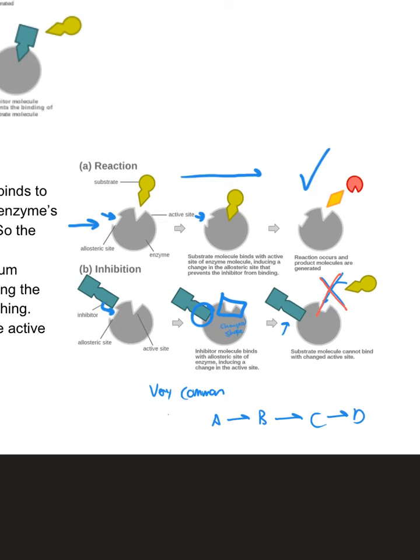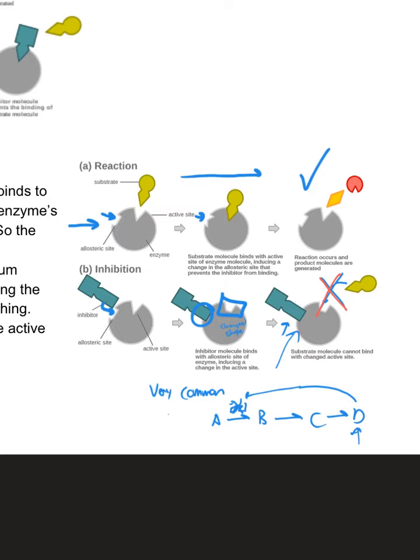So in a whole series of chemical reactions, so A makes B makes C makes D, what often happens here is D inhibits the enzyme responsible here. Okay, so it turns off that enzyme, because if you have too much of D, you don't need C, you don't need B, so it turns it off there. And it usually does it this way. And we'll look at some examples later.